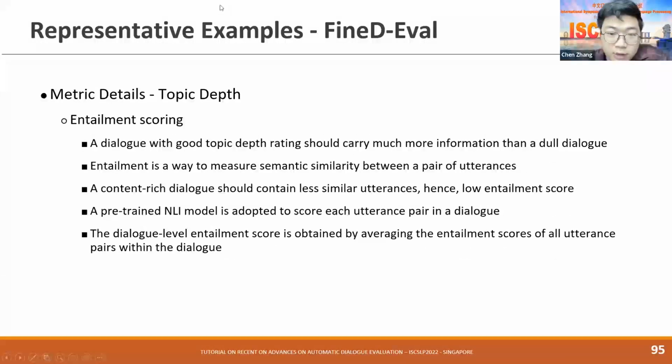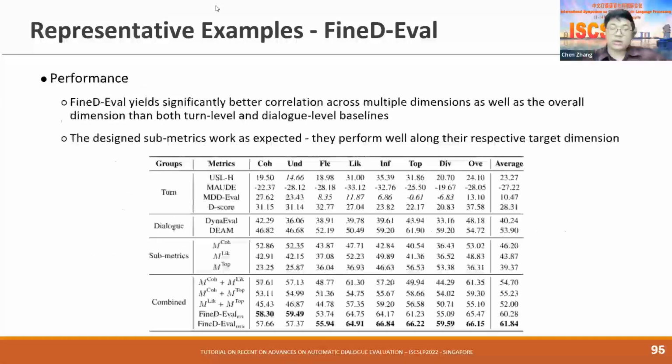Similarly, for topical depth, we adopt an entailment scoring technique to model this dimension. For example, for different utterance pairs, if they are semantically similar, we think less information is conveyed. If they are more semantically different, meaning the entailment score is lower, then the information may be higher. In this way, we can train a submetric pertaining to topical depth. Lastly, we combine them through ensemble or multitask learning. Then we compare them with all the baselines. We can observe that this fine-grained metric, the combined metric, performs well across all the fine-grained dimensions as well as the overall dimension. It is a significant boost above DEB and DialogEval.